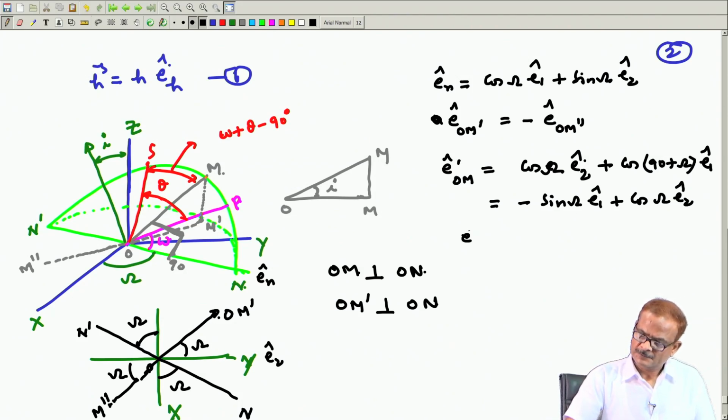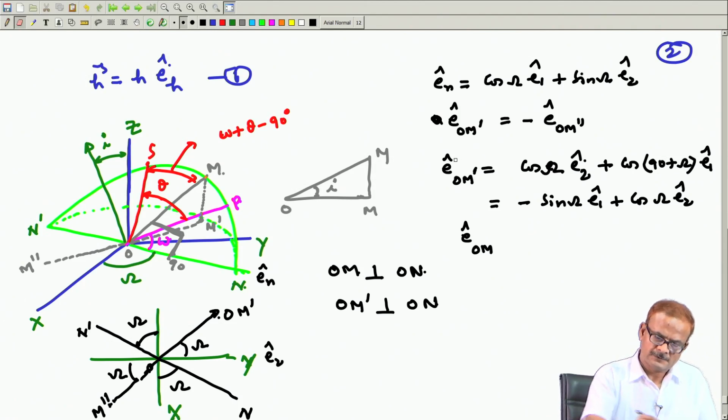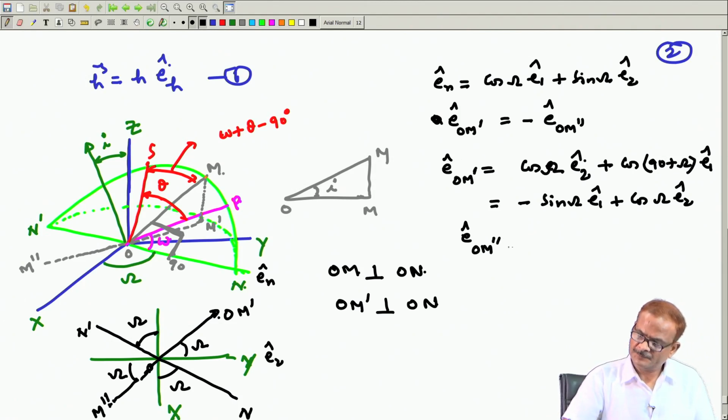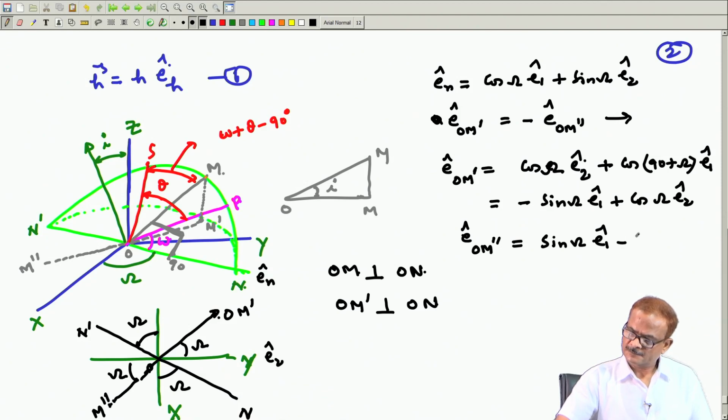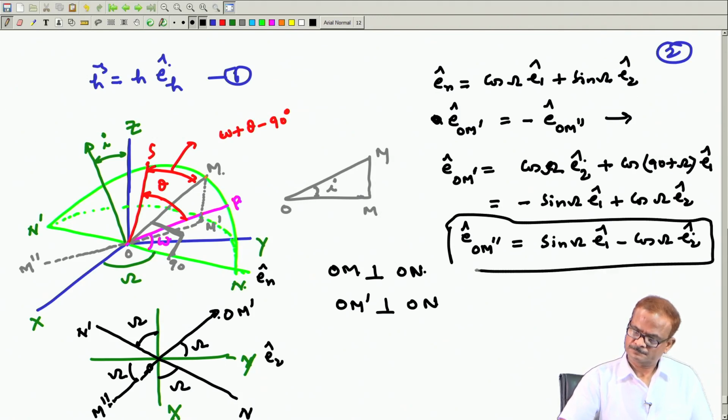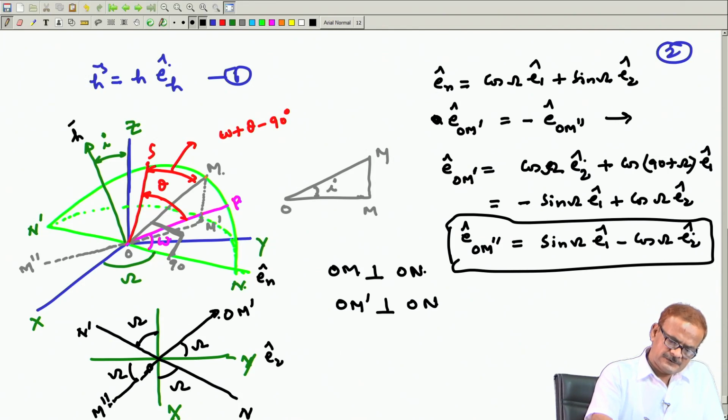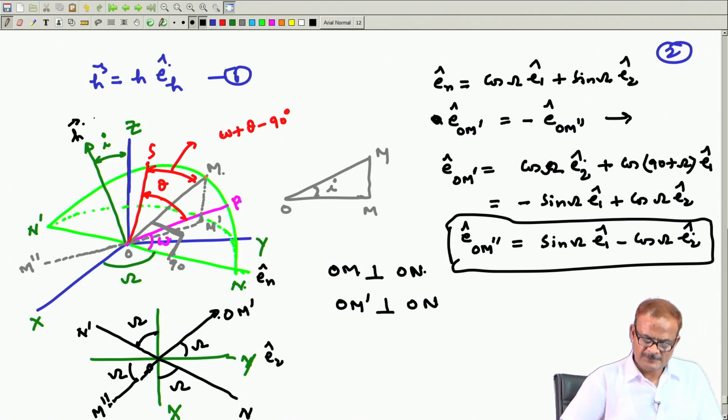So, therefore, E cap O m prime, here it is E cap O m double prime, this will be equal to minus of this as we have written here from this place. So, this will be sin capital omega E 1 cap minus cos capital omega E 2 cap. So, why we are trying to do like this? There is a reason behind this, which will be shortly visible to you.